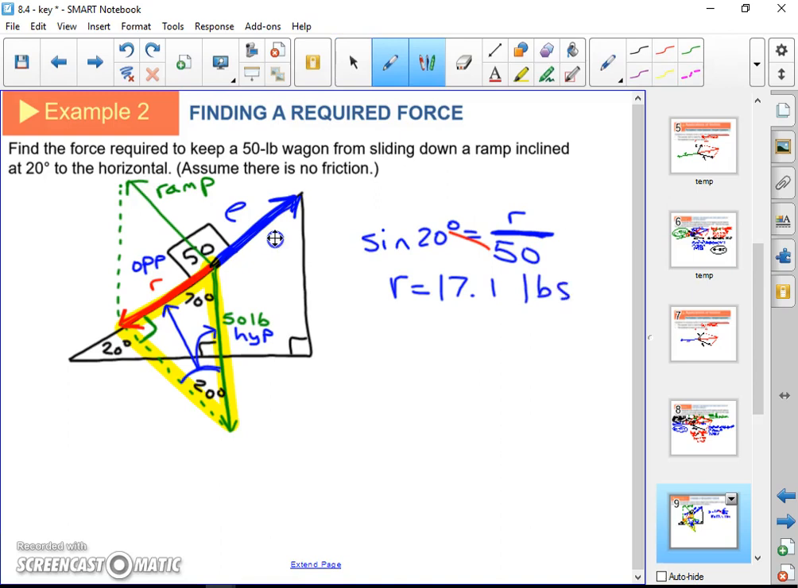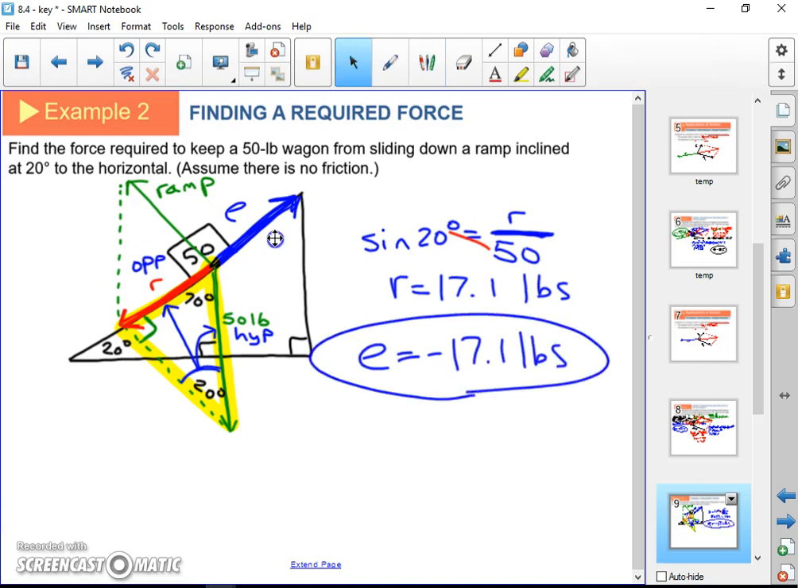So the equilibrant then, what would the equilibrant be? Negative 17.1 pounds of force. We would need to pull with negative 17.1 pounds of force in order to keep that thing from sliding down the hill. Okay? Again, that negative just implies the opposite direction. 17.1 pounds of force in the opposite direction.